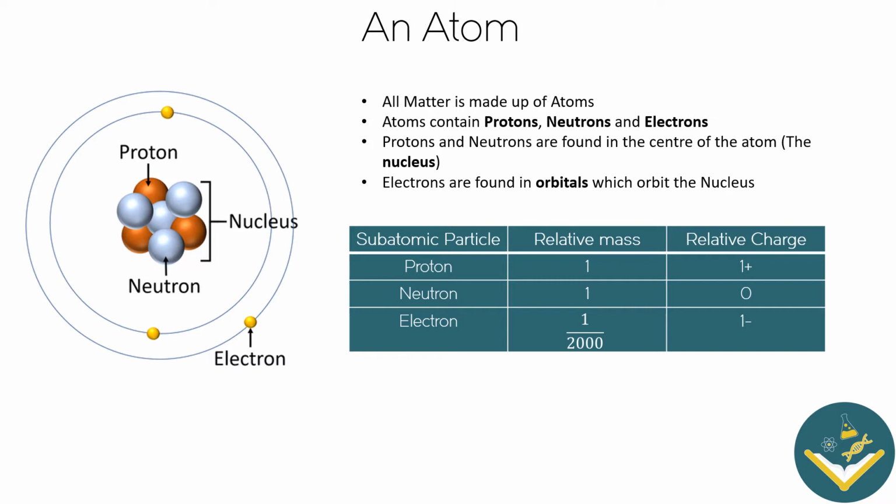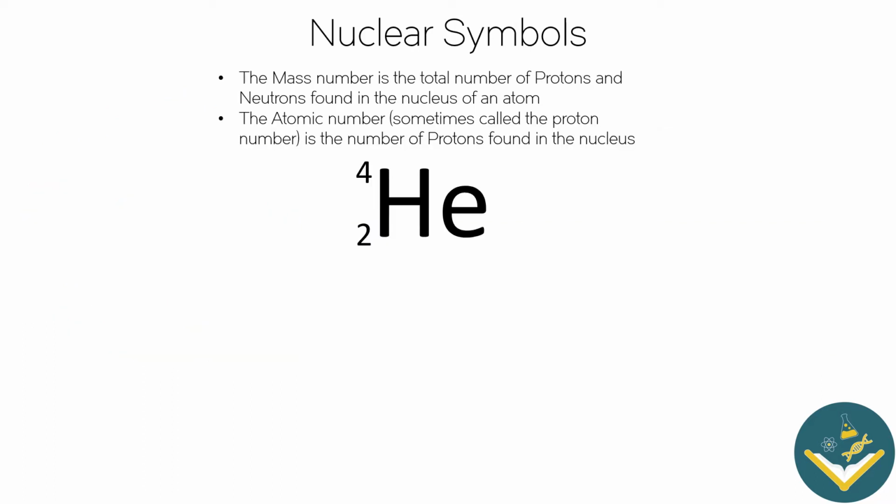Nuclear symbols come from the periodic table. You should have been provided with a periodic table that is specific to your specification, but please be warned, if you do use one online, you will most likely find that the numbers shown on that periodic table are different to the ones on your specification.